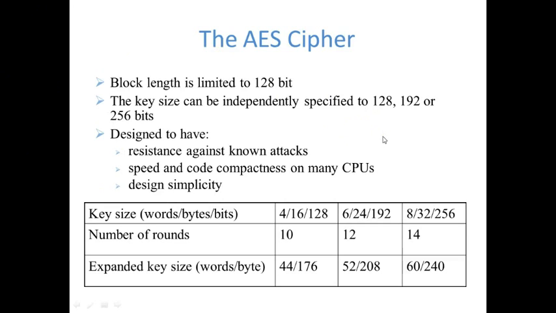it is an iterative cipher, operating on the entire data block in every round rather than Feistel. Feistel is one which operates on halves at a time, like bits and halves. It won't take the complete cipher at a time. AES was defined to have characteristics of resistance against all known attacks, speed and code compactness on a wide range of platforms, and design simplicity.